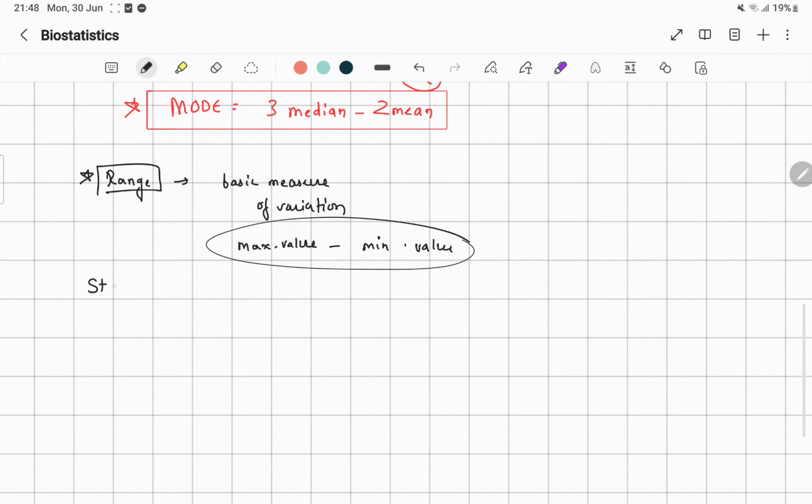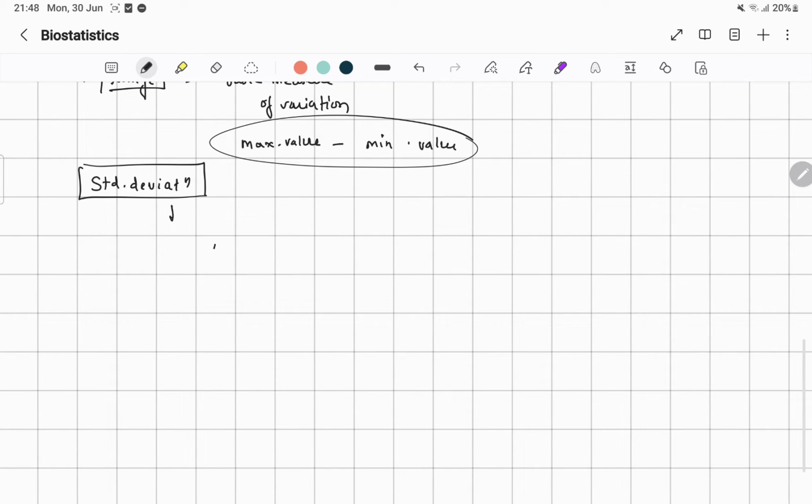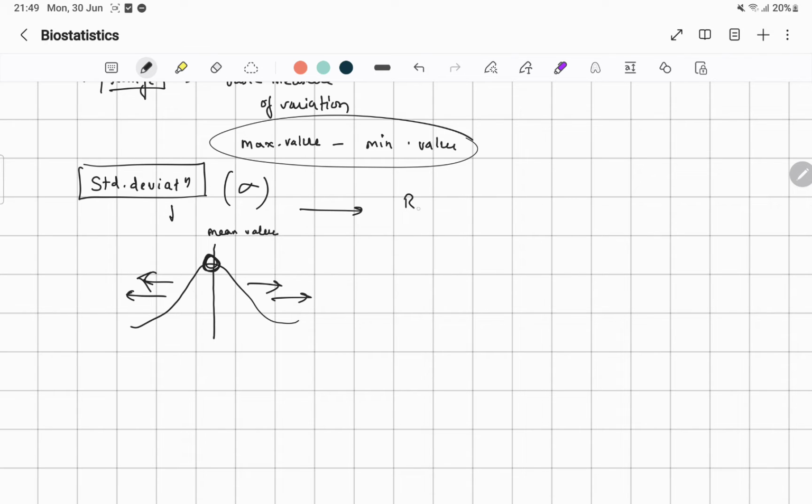What is the standard deviation? How much is the data deviating from a mean value? How much the data deviates from the mean value is basically standard deviation, represented by sigma. Standard deviation is also called RMSD. Sigma equal to RMSD. RMSD means root of mean square deviation.